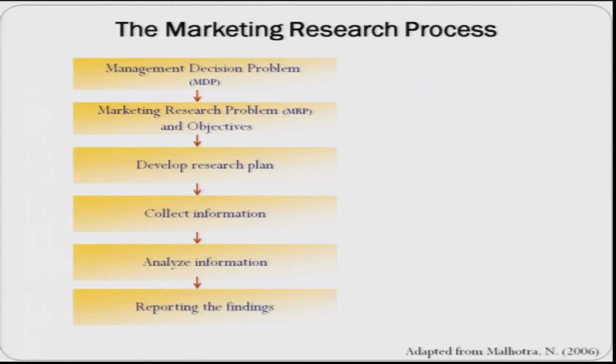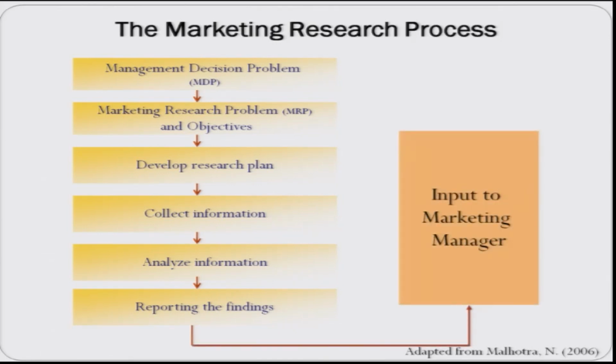So, we have looked into the different steps of the marketing research process. The process starts with the management decision problem, which is followed by the marketing research problem and objectives of the research project. Then you develop your research plan, followed by collection of information, analysis of the data collected, and then reporting the findings as input to marketing managers or decision makers. Today I am going to talk in detail about the management decision problem and the marketing research problem.